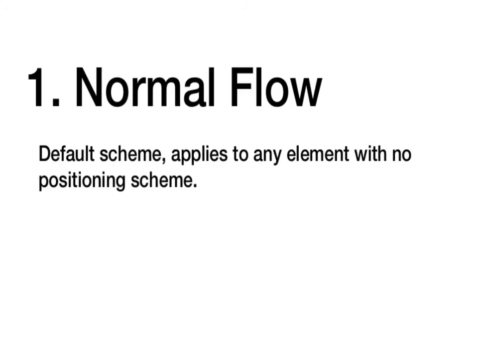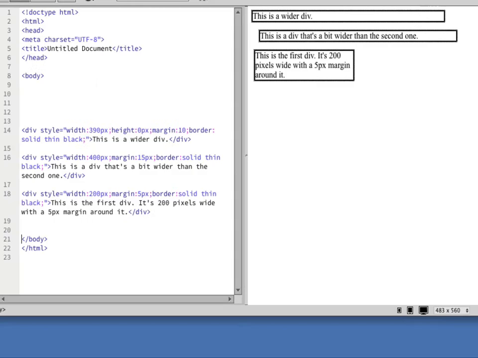First up is the normal flow positioning scheme. Normal flow is the default scheme, so applies to any element that does not have a positioning scheme specified for it. In normal flow, block boxes are positioned on a page one after the other and in the order they're written in the HTML code. They start in the upper left of the containing box and stack from top to bottom. The distance between each box is defined by the box margin, with top and bottom margins collapsing into one another. Inline boxes, by the way, would flow horizontally from left to right.